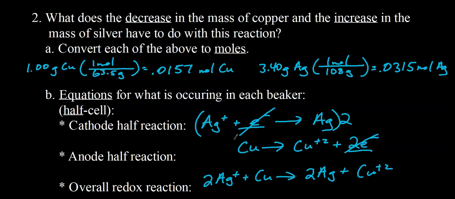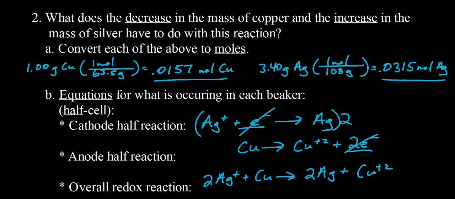What do you notice about the amount of copper that reacts compared to the amount of silver that is produced? I'm talking about copper metal and silver metal. Well, it looks like for every 1 mole of copper that reacts, you make 2 moles of silver. I think we already knew that, didn't we, based on our calculations here. That corresponds with our balanced redox equation. We have a 2-to-1 ratio of silver to copper.